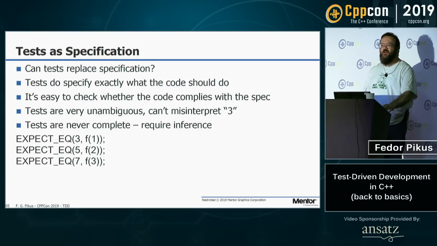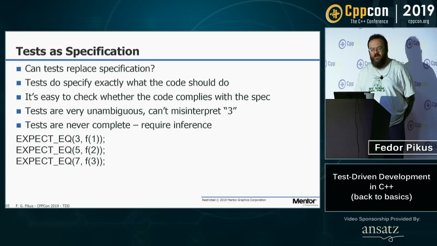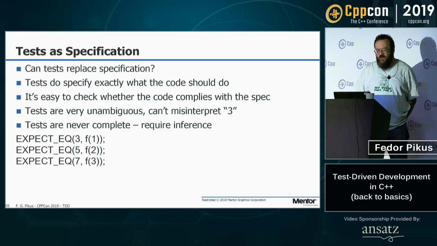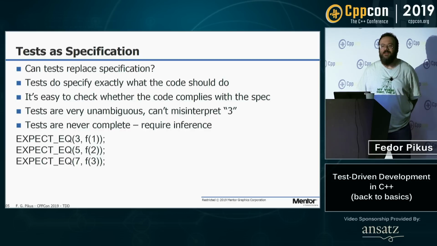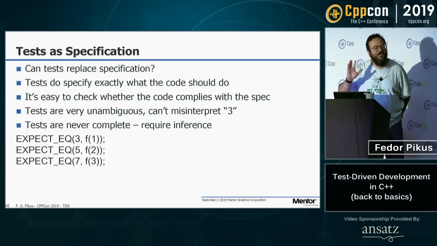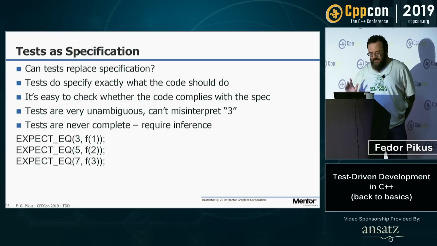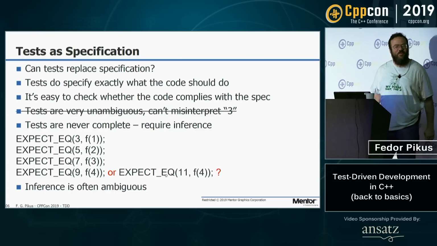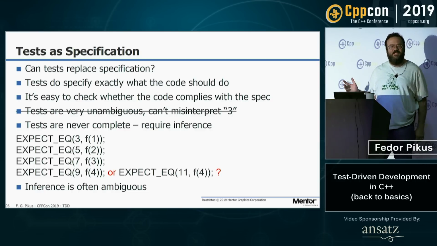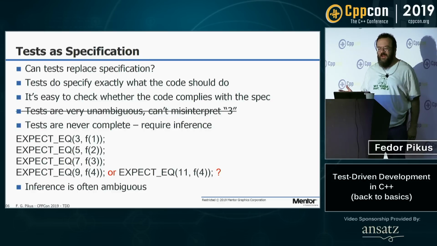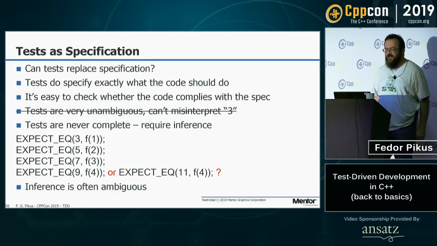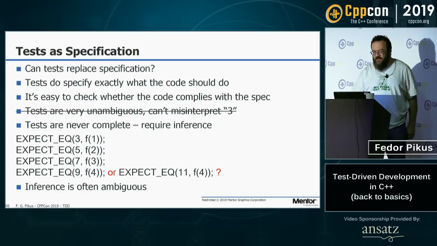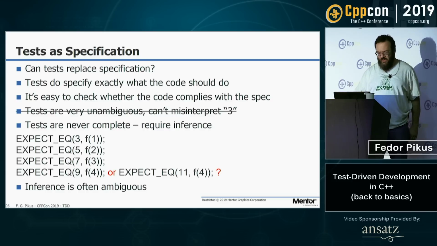The problem is that, again, your tests are never complete. Your tests always require inference. So f(1) is 3, f(2) is 5, 7. What's the next one? Anyone? Sorry? 11. I was actually thinking of 9, but yeah, you could be right. So here is a case where inference is ambiguous. I could be thinking of primes, or I could be thinking of just odd numbers. Now this is a trivial case, but inference is very often ambiguous.